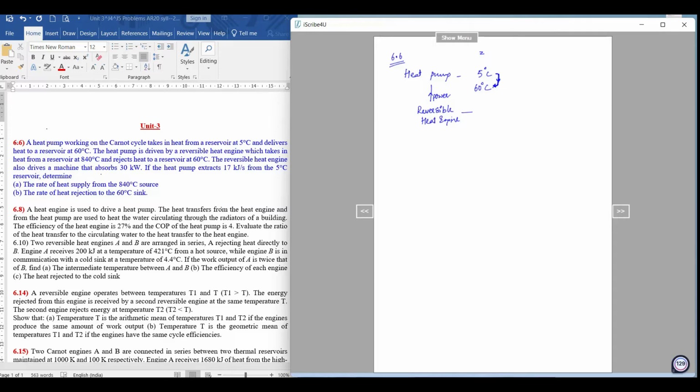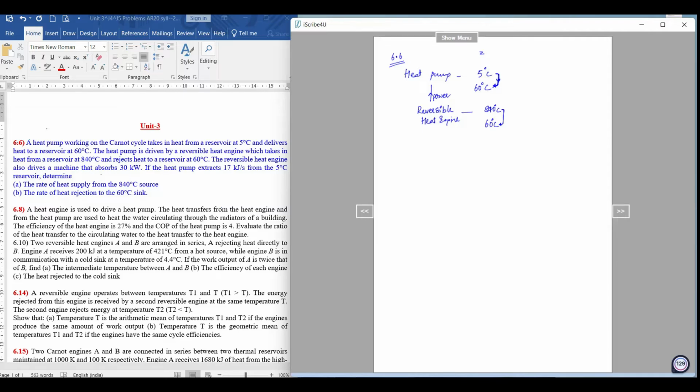So this engine is operating between the temperatures 840 degrees centigrade and the same 60 degrees centigrade. It is drawing heat from a hot reservoir and rejecting heat to a sink. Next, the reversible heat engine also drives a machine that absorbs 30 kilowatts.